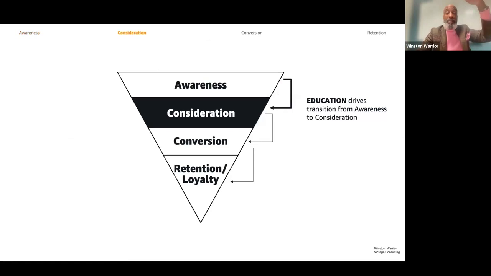So you have your awareness. Now, once you have these people aware, they know what you're doing, they know what you're selling, they know what your service is. Now you need to educate them so that they then consider you. So remember, I was just talking about awareness. I didn't say anything about education. We know of your service, but now you need to take them from being aware of your service to wanting to consider your service, right?